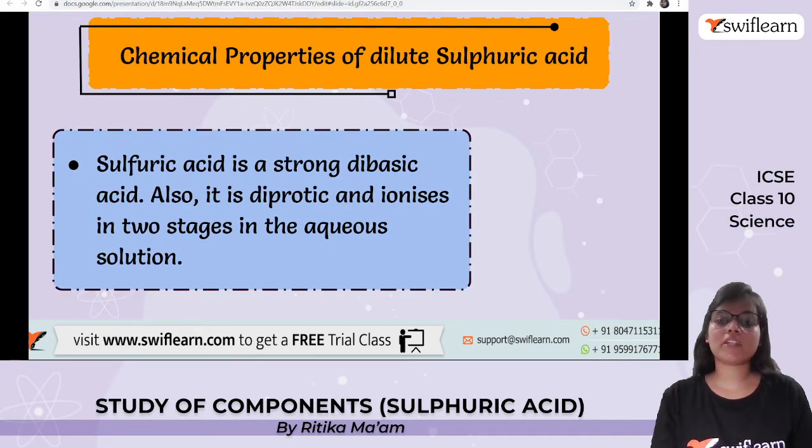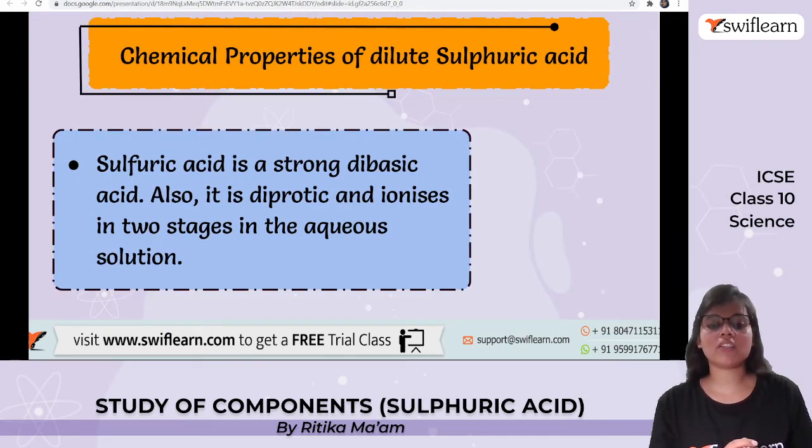Next, chemical properties of dilute sulfuric acid. So dilute means which is added in water.